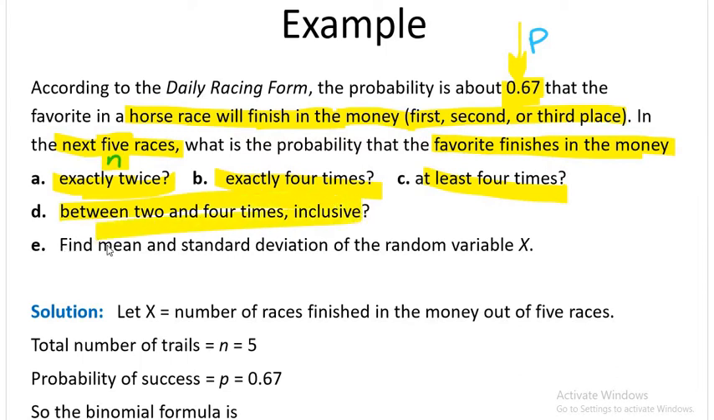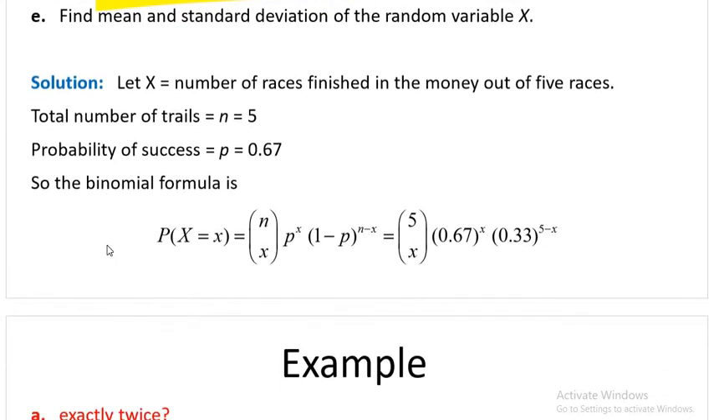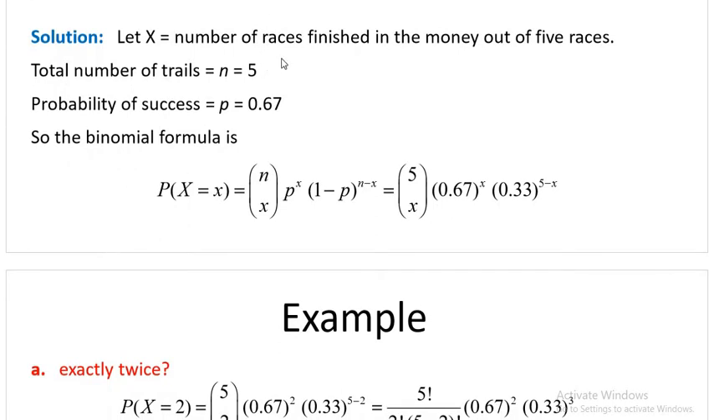Now what is your random variable x? Of course, x is the number of races finished in the money, because you are interested in finishing in the money. So let x be a random variable that represents the number of races finished in the money. There are 5 total races, so I can end in the money 0 times, meaning I never finish in the first 3 positions, or 1 time, 2 times, 3 times, 4 times, at most 5 times. So x can go from 0 to 5.